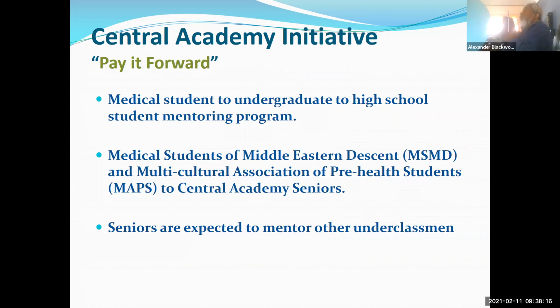Okay. Now, through OHEY, we've done a number of things. We have a program called Pay It Forward in Central Academy. It's one of the charter schools in Ann Arbor, where the OHEY scholars mentor the students at Central Academy. We've done many projects with them. We have done capstone projects.